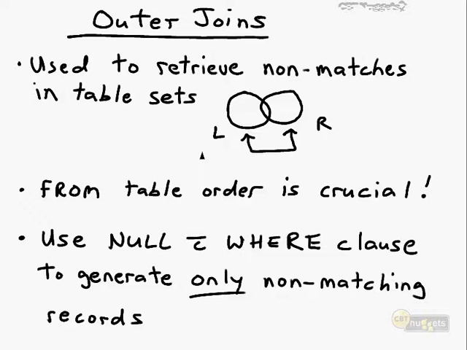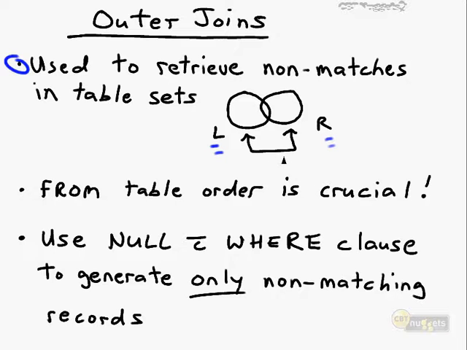The perhaps lesser known, lesser understood, lesser used join type in MySQL is called the outer join. And outer joins are a special type of join that are used to retrieve non-matches in table sets. So as opposed to the inner join, which links tables based on matching values in a certain key column, outer joins also use a key column, but we're gathering matches and non-matches on one of those 2 tables. That's where we get the idea of left join and right join.